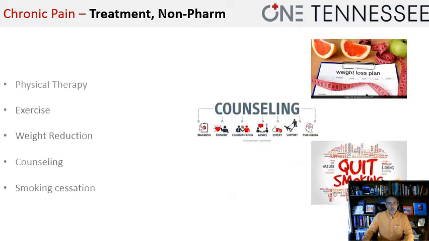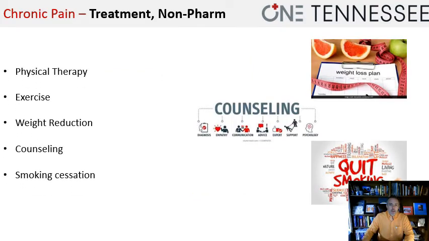Other treatment modalities that are non-narcotic that have shown benefit to people suffering from chronic pain include physical therapy. The nice thing about physical therapy is it's being covered by third-party payers and commercial insurance more now than ever, as we're looking for efficacious solutions outside of the opioid realm. Exercise, weight reduction, counseling, and even smoking cessation.